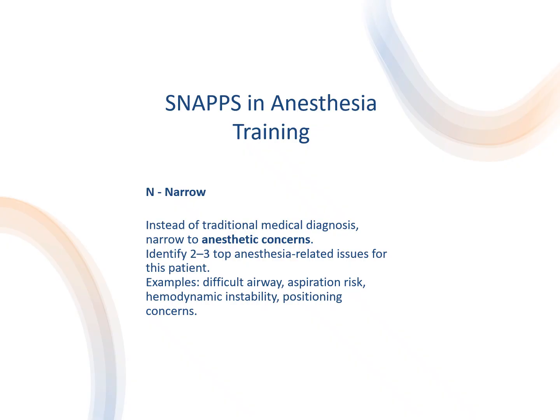N is for narrow. Instead of a traditional medical diagnosis, narrow this down to the anesthetic concerns. Have the student identify 2 to 3 top anesthesia-related issues for this patient. In our example patient, that would be airway management due to OSA and their BMI, their risk of hypotension due to their antihypertensive meds, perhaps respiratory depression post-operatively. All of these things are great examples of anesthetic concerns that they might have for any individual patient. And if your patient's pretty healthy, which is rare, then I guess this would be a shorter list.